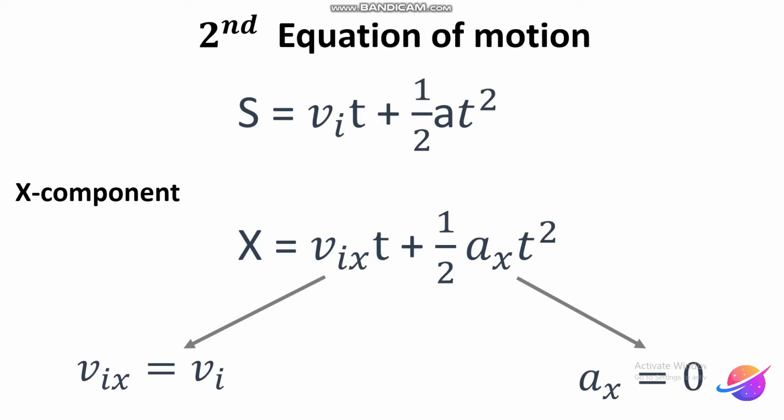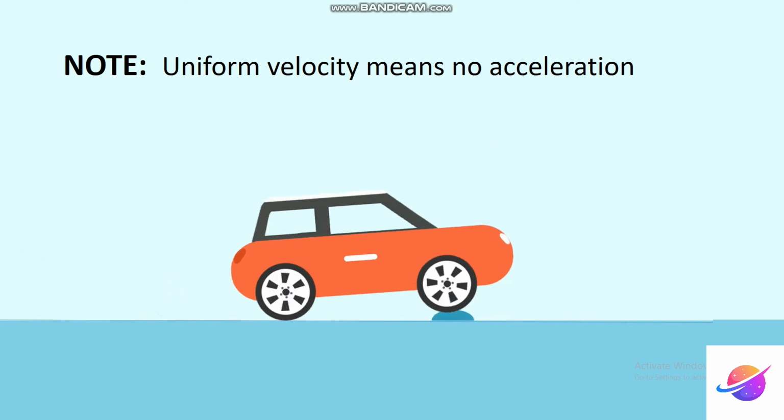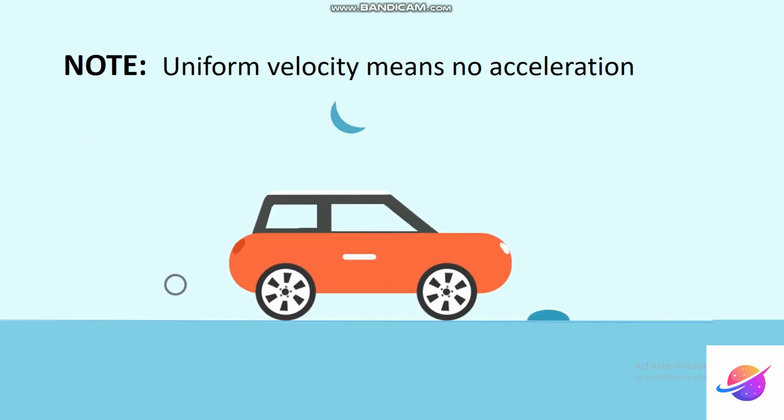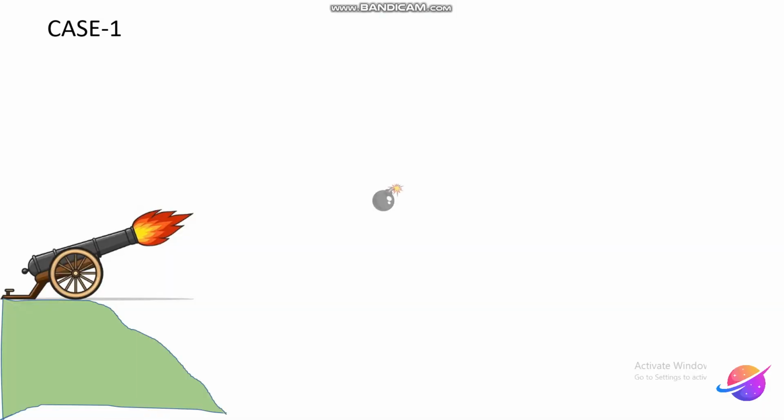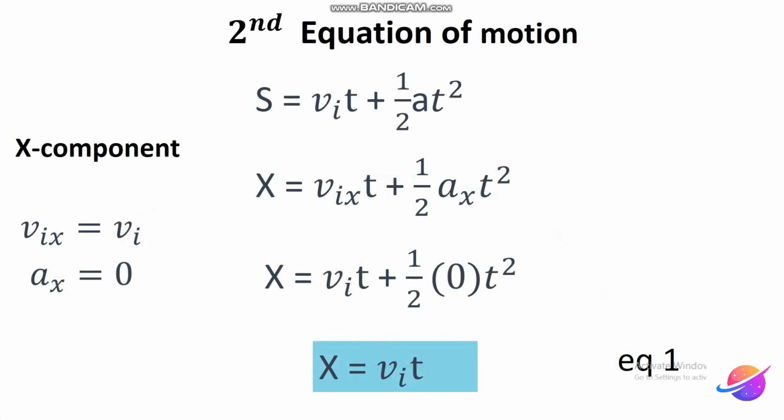We only gave it initial horizontal velocity, and you know that when the velocity is uniform, there is no acceleration, right? So putting the values, x is equal to vit plus half 0t square, and 0 makes the t square also 0, so we are only left with x is equal to vit.